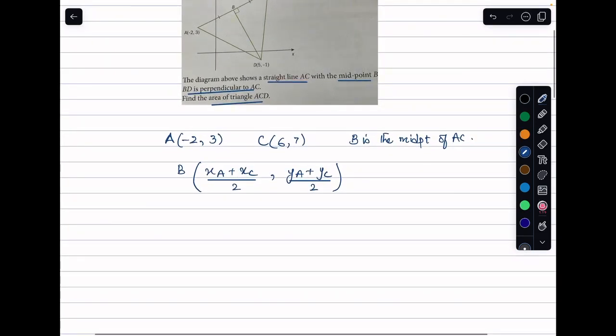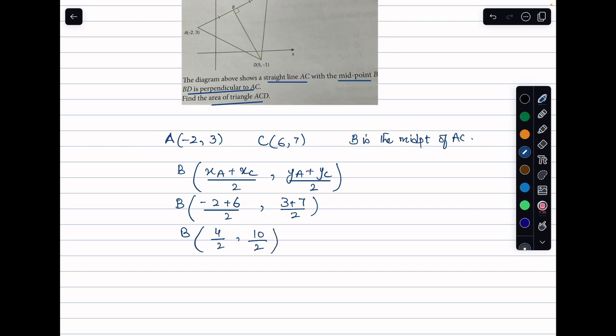So just substituting all the values, I can get the B coordinates very easily, and I can say that my B coordinates are negative 2 plus 6 divided by 2 and 3 plus 7 divided by 2. So B will be equal to 4 by 2 and 10 by 2, or I can say the B coordinates are (2, 5). So I have the B coordinates. So I'm done with the first piece of information.